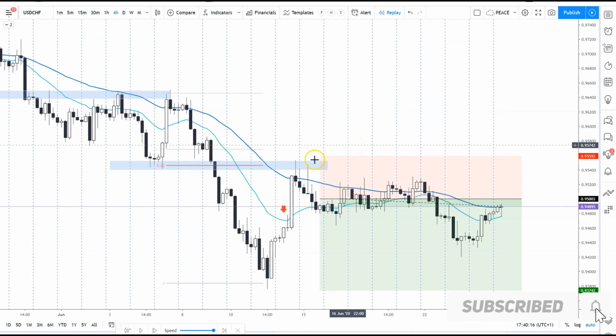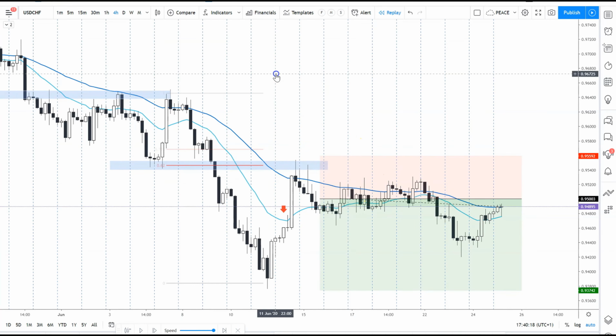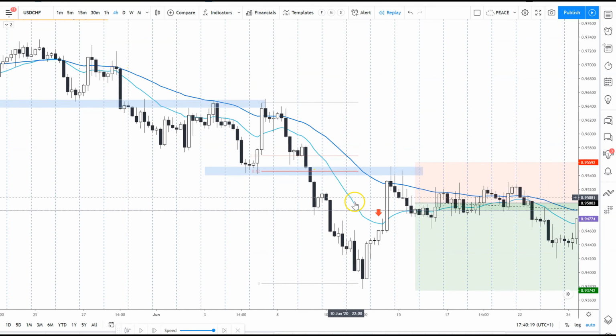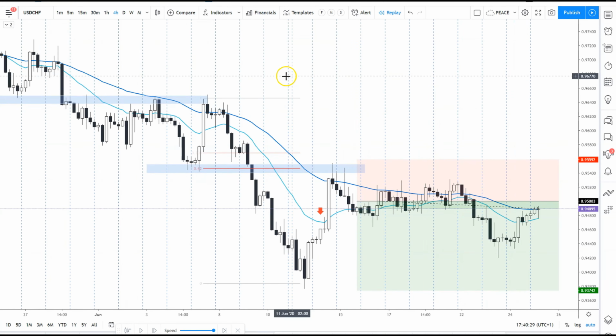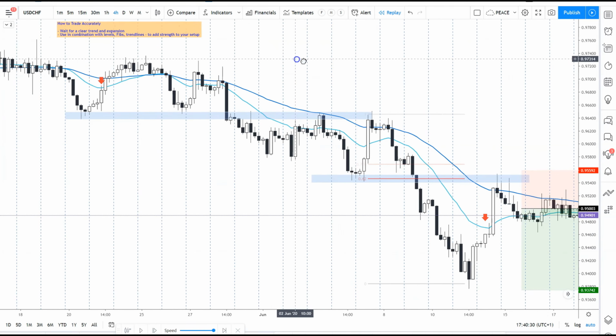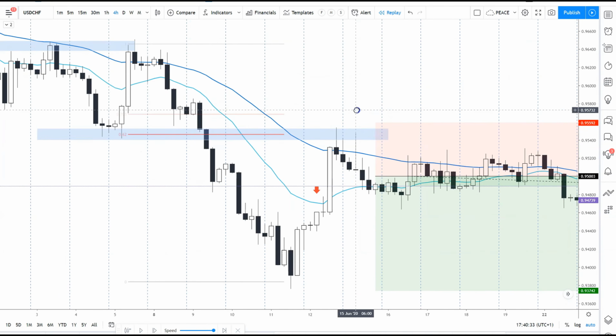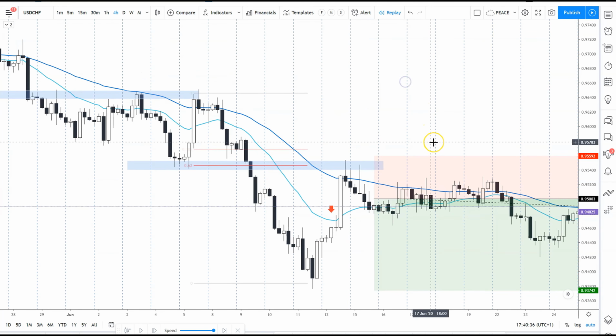So you can see the market, once it starts trending, it begins to respect the moving averages, and you can use them as a guide for entering and where you are going to look to place your trade more accurately.